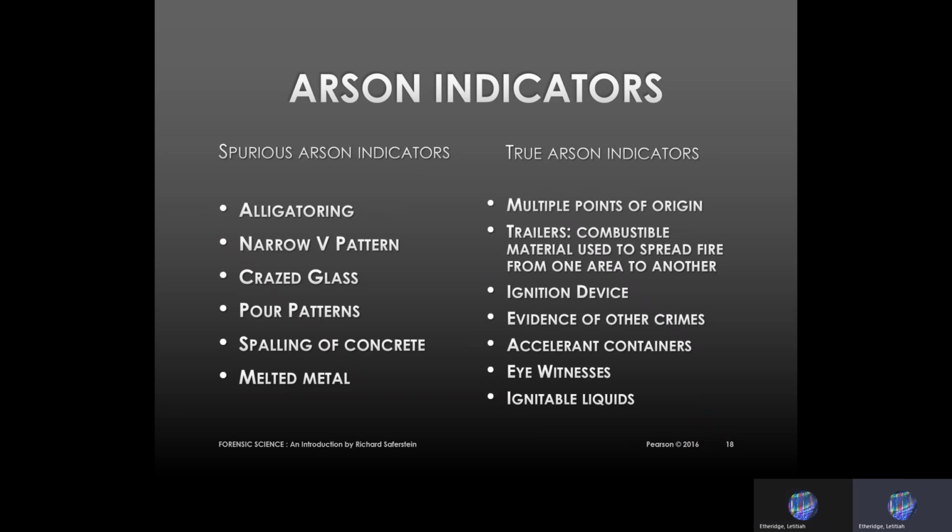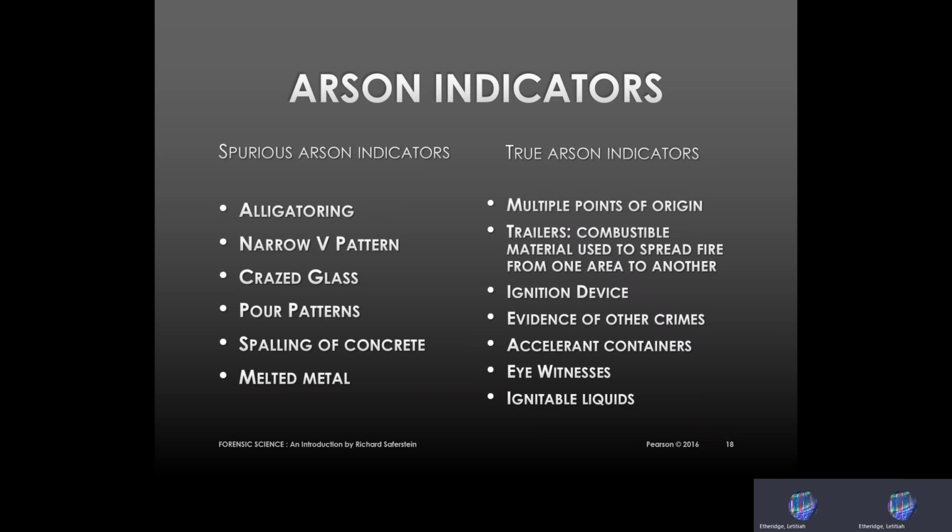A lot of people think that a narrow V pattern indicates that there is more accelerant, so it burned faster in that spot, which is what narrowed the V pattern. That's not always the case. Crazed glass, pour patterns, spalling of concrete, and melted metal are also the rest of the spurious arson indicators. In terms of the true arson indicators, there are 7 of them.